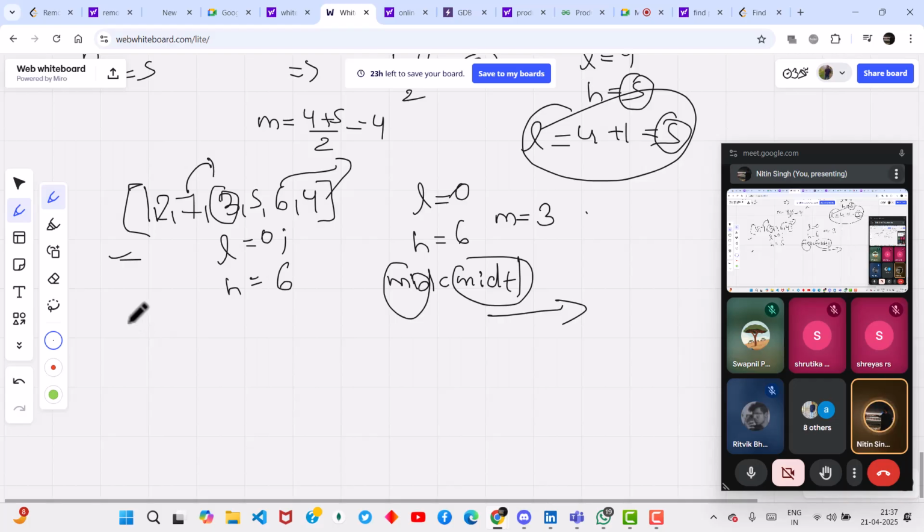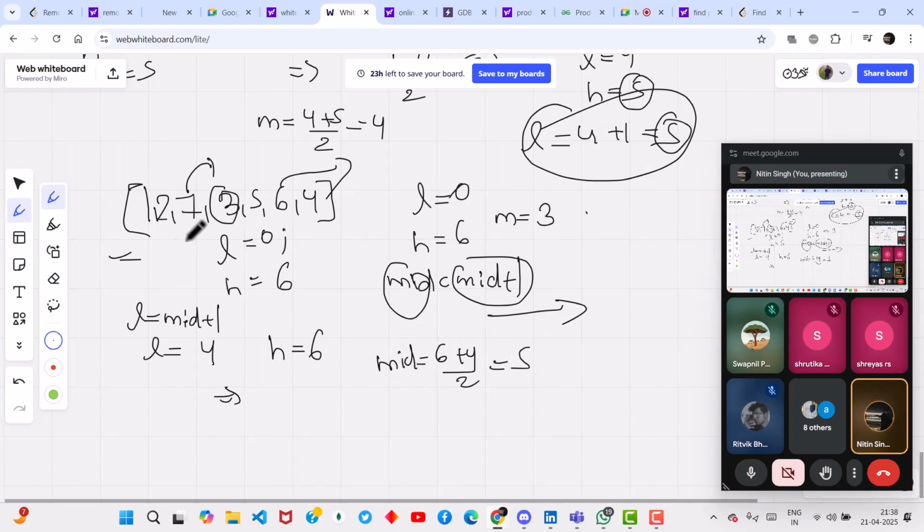So my current mid is 3 and my next low will become 4 and my high is still 6. Fine. Let's calculate the next mid. The next mid value will be 6 plus 4 by 2 and that is 5. Fine. So the next mid value is 5. 0, 1, 2, 3, 4, 5. That is index number 6.